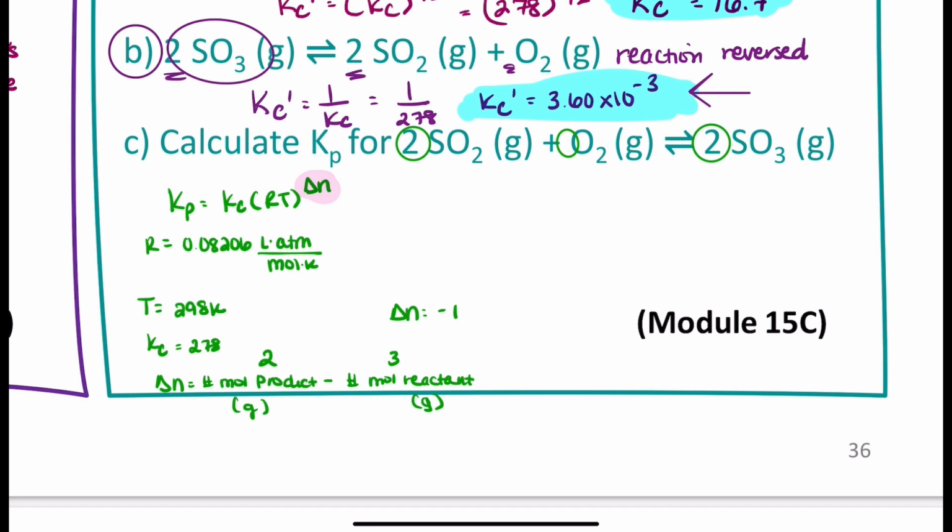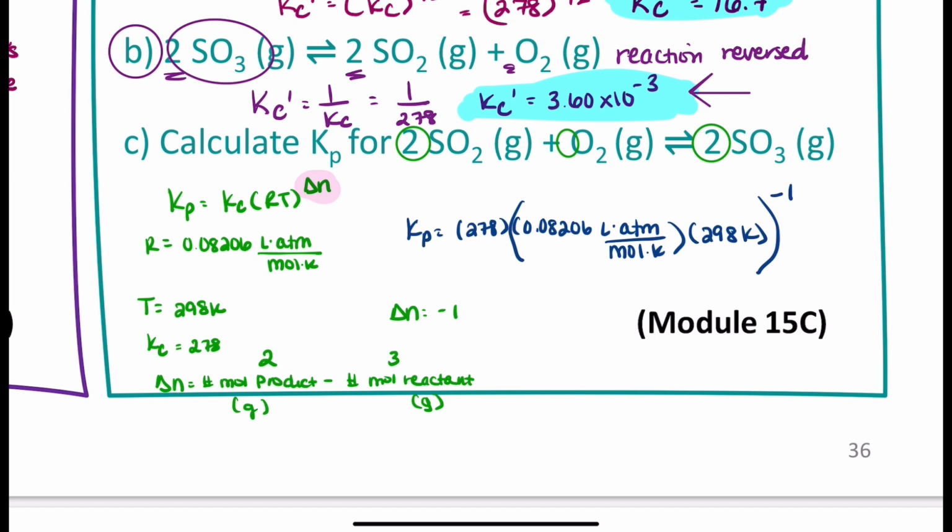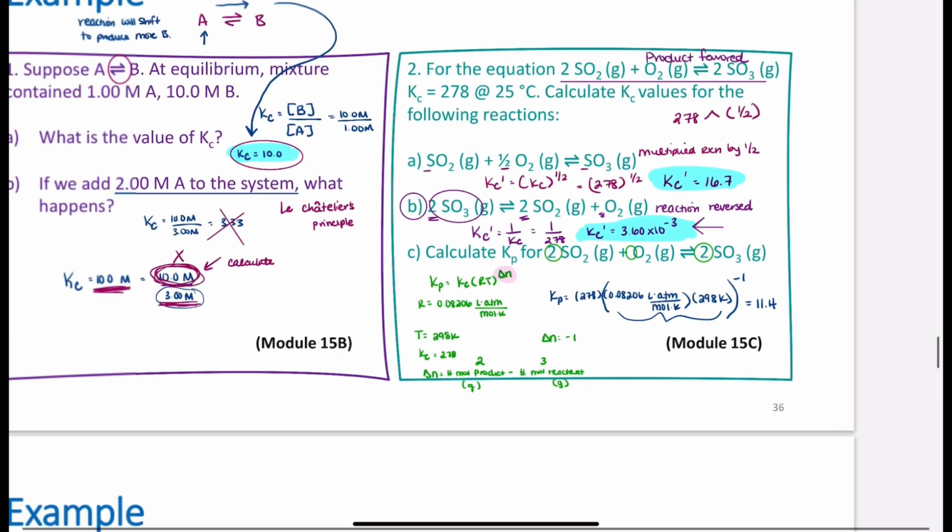I'm going to go ahead and plug all of that into the equation in a color that isn't going to blend in as bad. My Kp will be equal to 278 times 0.08206 liter atmosphere per mole K times 298 K. And this quantity, the R and the T, is what's raised to that -1. In my calculator, I do this calculation first. When I get that answer, I hit the little caret and usually parenthesis on your calculators, -1, hit enter again, and then I multiply that whole thing by 278 to get the right answer. I get 11.4 here.